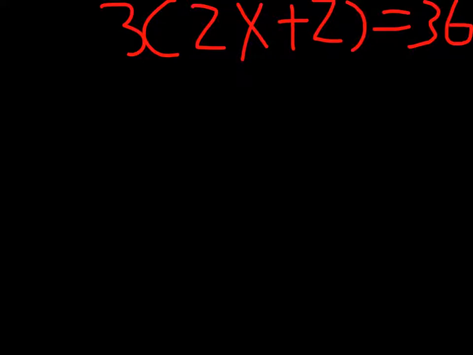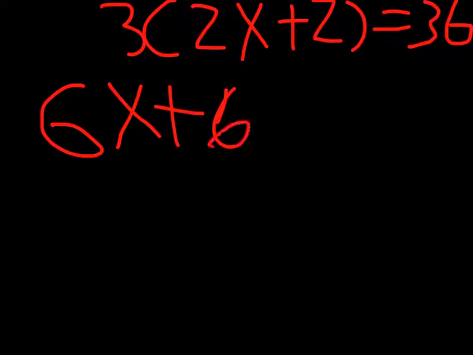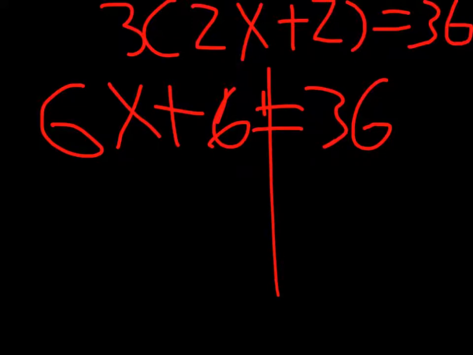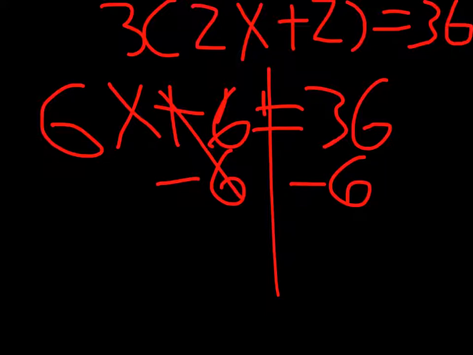We're going to work on multi-step equations, and the problem that we're going to work on is 3 parenthesis 2x plus 2 parenthesis equals 36. Now, the first thing we're going to do is use distributive property to solve it: 6x plus 6 equals 36. And now we subtract 6 from both sides, as you see here, and the 6's cancel out, and that equals 30.